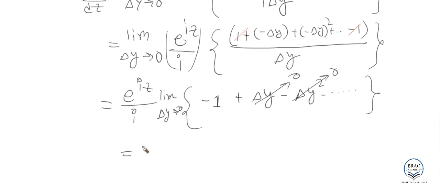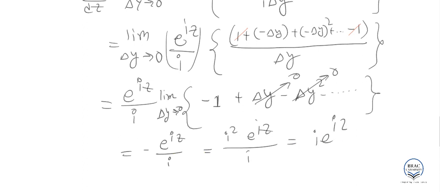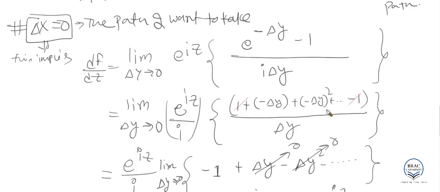So this is giving us minus e to the power iz by i, and my minus 1, that is this minus over here, is just minus 1, and it can be written as i squared. So it's i square e to the power iz divided by i is just i e to the power iz. But we got something, but this doesn't mean this is the final result. So now instead of taking del x to be 0, now let us take del y to be 0 and see if we get the same thing.